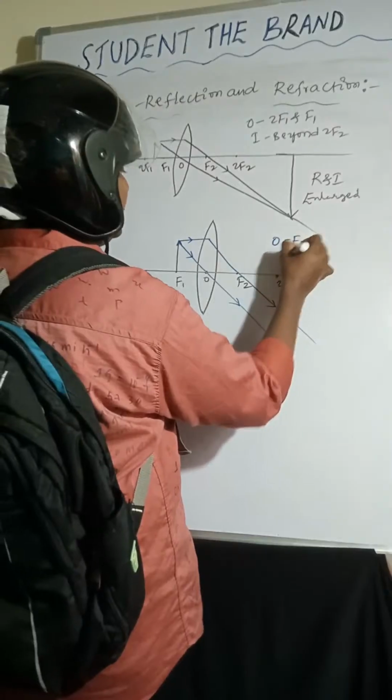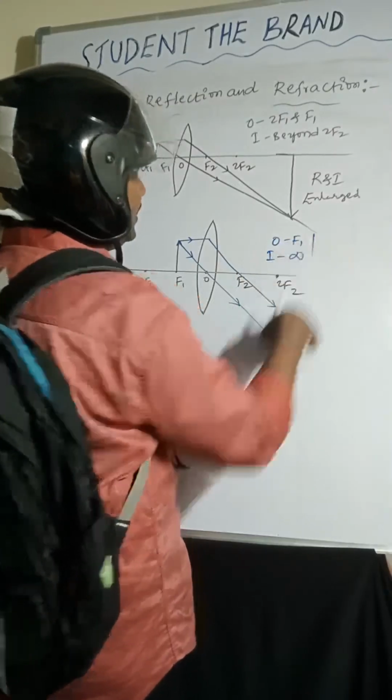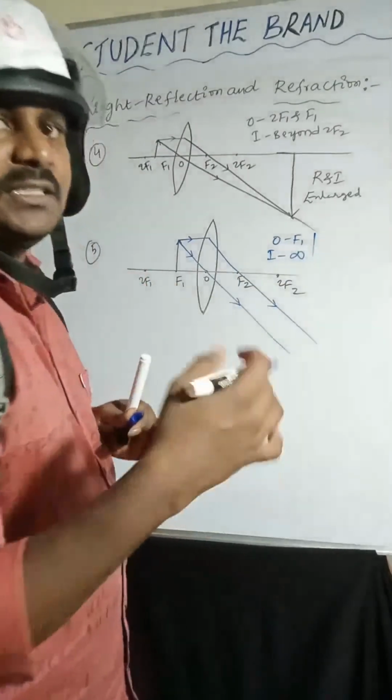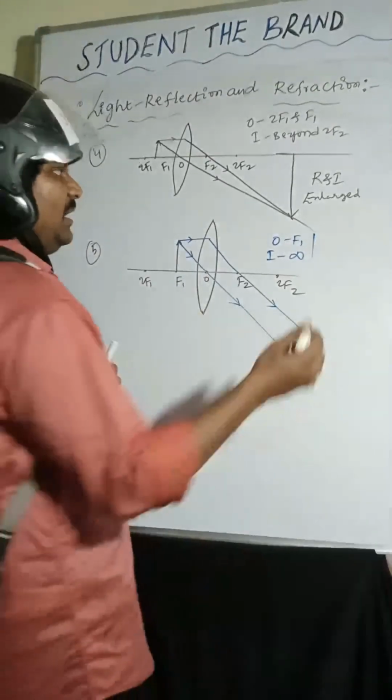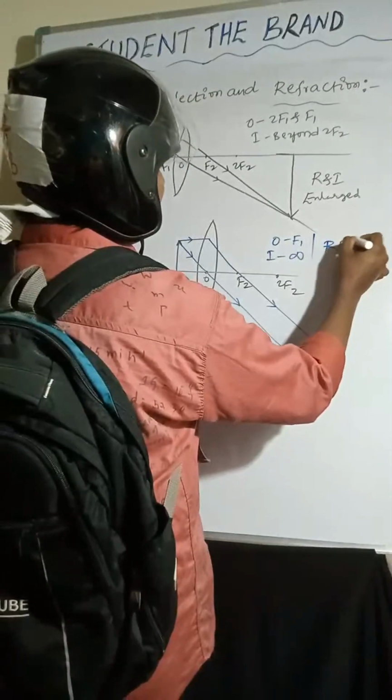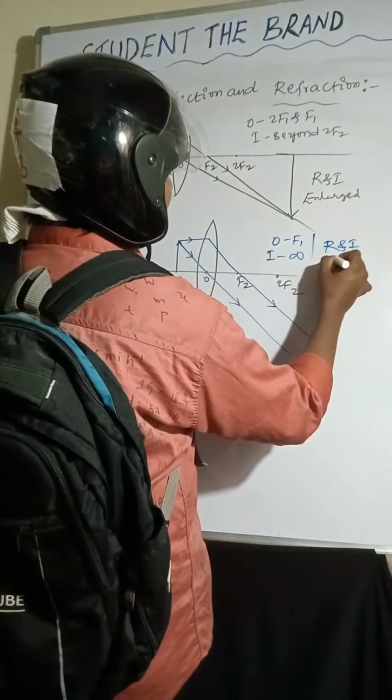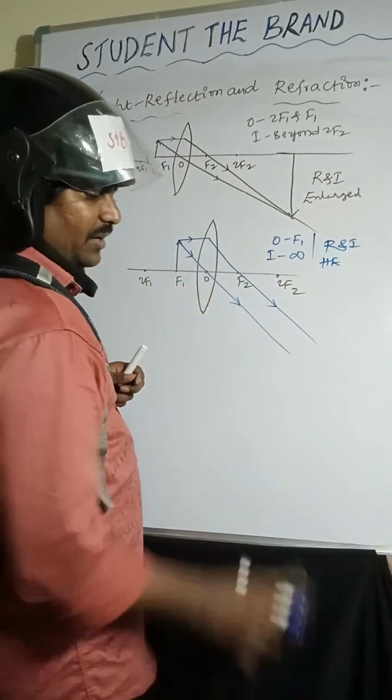Object is placed at F1. Image will form at infinity. Nature of the image is real and inverted and highly enlarged. Real and inverted, highly enlarged because image is formed at infinity.